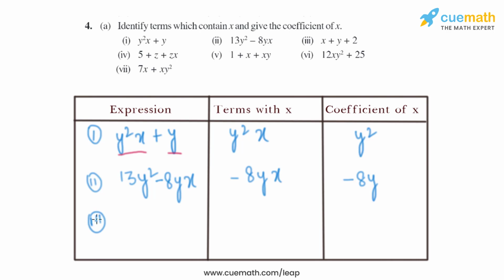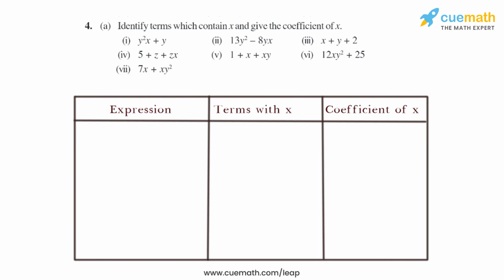In the third part, the expression that is given is x plus y plus 2. So the term with x will be x, and its coefficient will be 1 only, because we are multiplying by 1. Now let's move on to the fourth part. So the expression that is given in the fourth part is 5 plus z plus zx. So the term with x will be zx, and the coefficient of x will be z only, as we are multiplying z with x. Now let's move on to the fifth part.